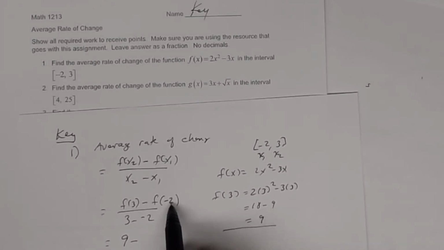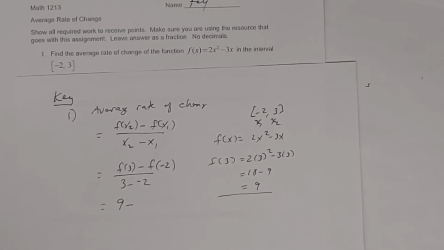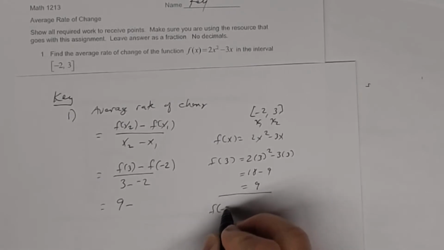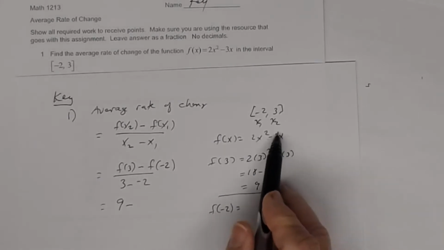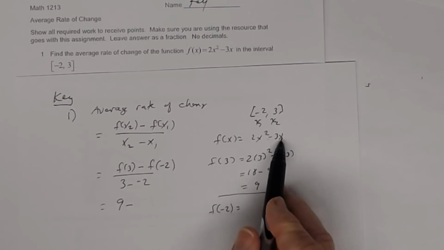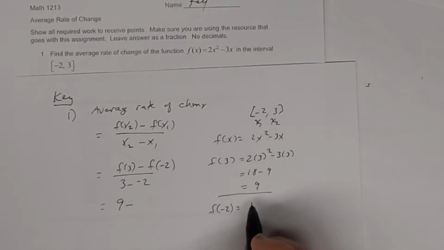Then I'll find f of -2. I do the same thing. I go to my function f, and wherever we see the variable, I substitute -2. So I get 2 times -2 squared minus 3 times -2. Well, -2 squared is 4, 4 times 2 is 8, subtract 3 times -2 means adding 6, so 8 plus 6 will give you 14.